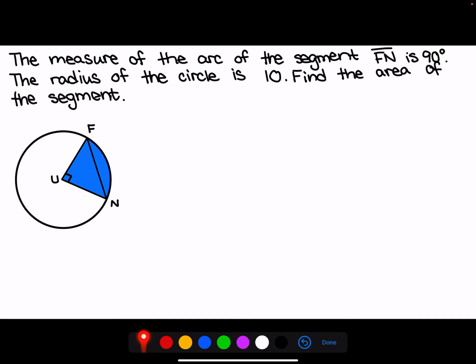So let's go ahead and see how this works. The measure of the arc of the segment FN is 90 degrees. The radius of the circle is 10. Find the area of the segment. So they're telling me that this arc is 90 degrees. If this is 90 degrees, then my central angle is also 90. They also tell us that the radius is 10, and we want to find the area of just the segment.